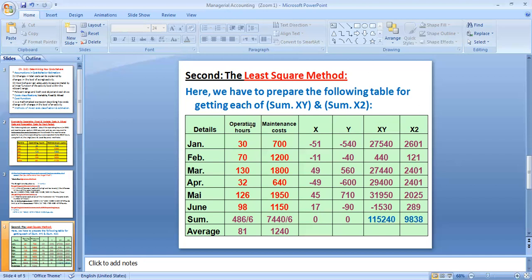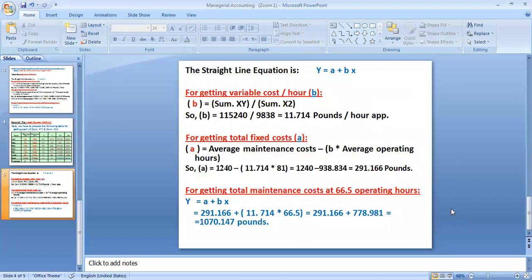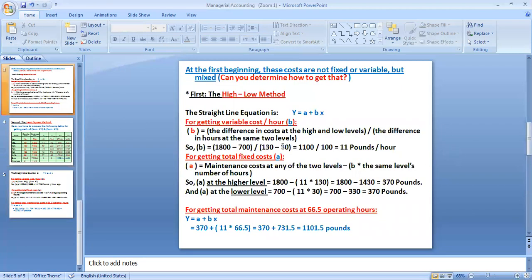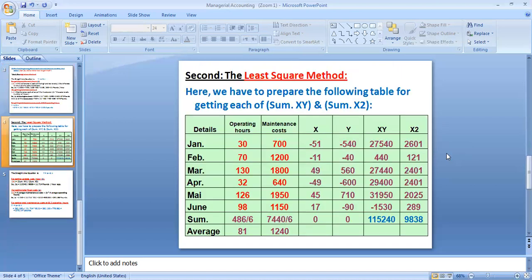So we prepare all this table to get the summation of this column XY and the summation of this column X squared. Why? Because dividing summation XY by summation X squared will give me B. B equals summation XY divided by summation X squared. In the previous method, we deducted the lowest cost from the highest cost, divided by the highest number of hours minus the lowest number of hours, and finished. But here we have to prepare this table.